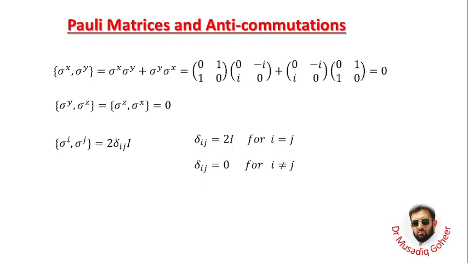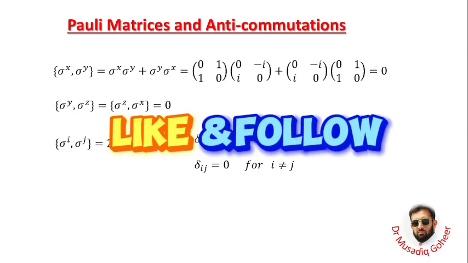If i is not equal to j, which means that we are dealing with two different Pauli matrices like sigma x, sigma y, or sigma y, sigma z, then delta ij will be 0, so the result will be 0. So anti-commutation relations are important for spin-half systems, for example fermionic spin systems, and commutation relations are important for bosonic spin systems. This is the basic difference between commutation and anti-commutation of Pauli matrices.